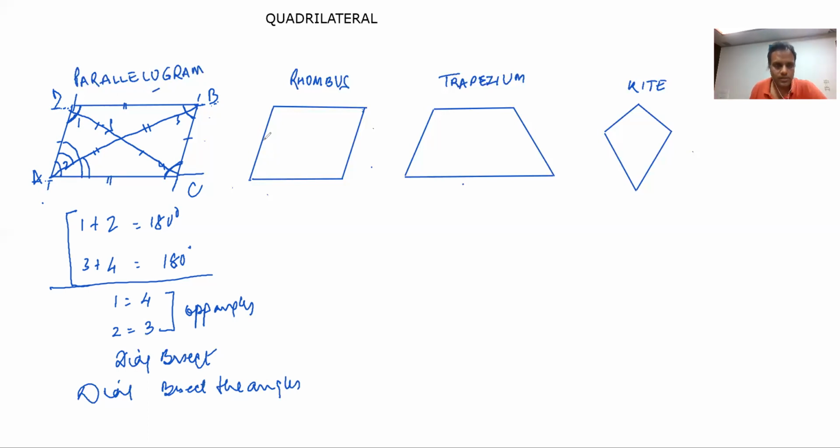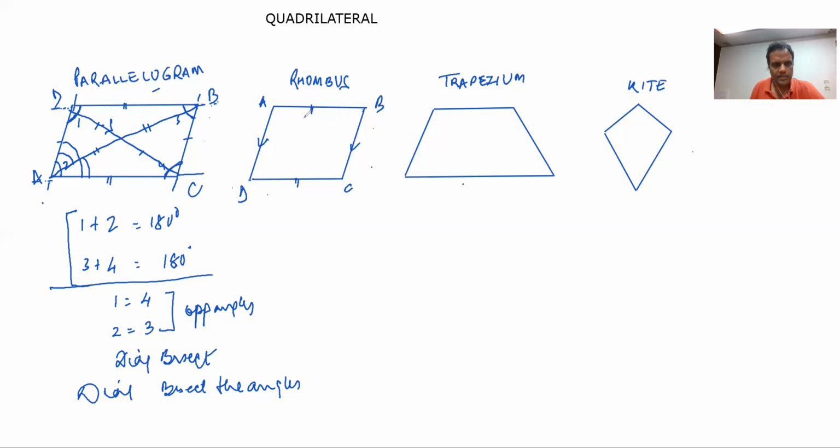Second comes the rhombus. Why I have made rhombus next to parallelogram? Because most of the properties are very, very same. What are the properties which are same? Opposite sides are parallel. This one, again, I'll name it ABCD. So AB is parallel to CD, and AD is parallel to BC. So opposite sides are parallel.